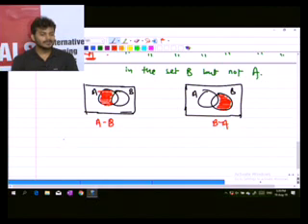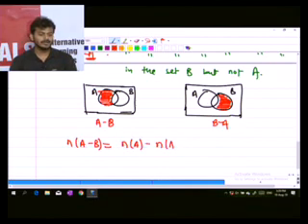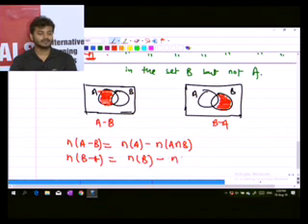Now you see, I can write it as a formula: n of A minus B would be nothing but n of A minus n of A intersection B. Similarly, what is B minus A? It would be n of B minus n of the common intersection elements. So here again we can write down these two formulas.